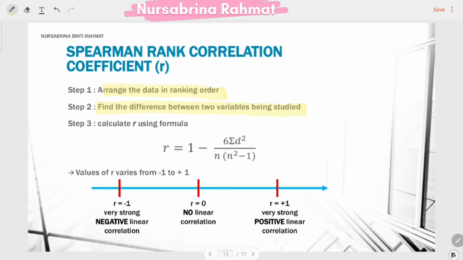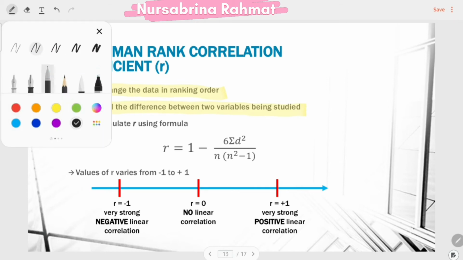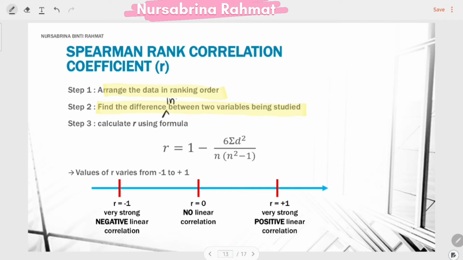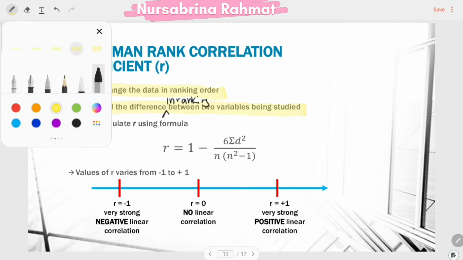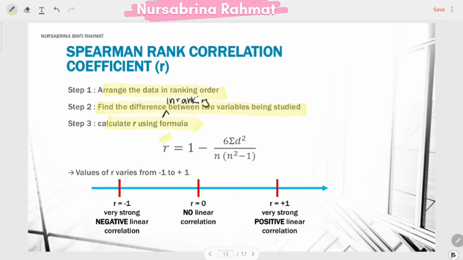Then we have to find the difference between the two variables being studied, so it's the difference in ranking. Next, we calculate your R value using the formula here. Just like the Pearson correlation coefficient, the values vary from negative 1 to positive 1. Negative 1 means strong negative linear correlation, 0 means no linear correlation, and positive 1 means strong positive linear correlation.